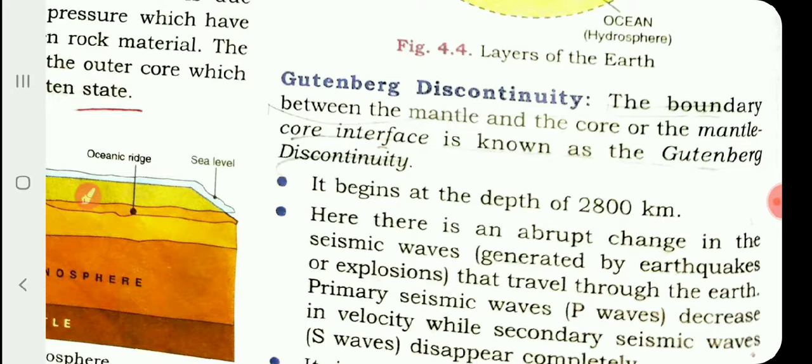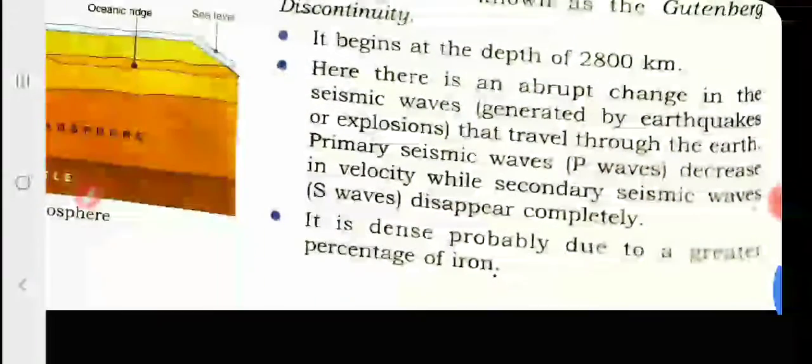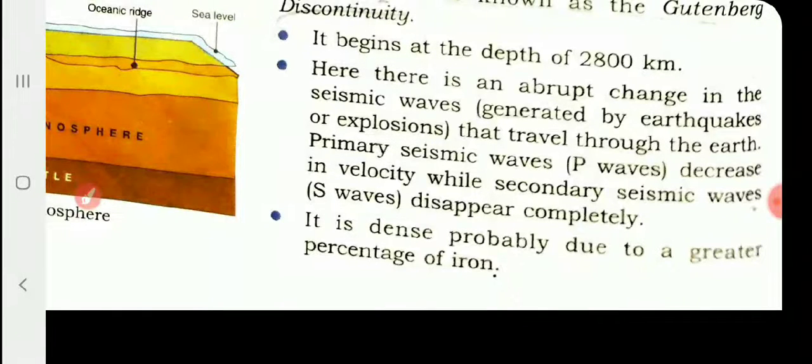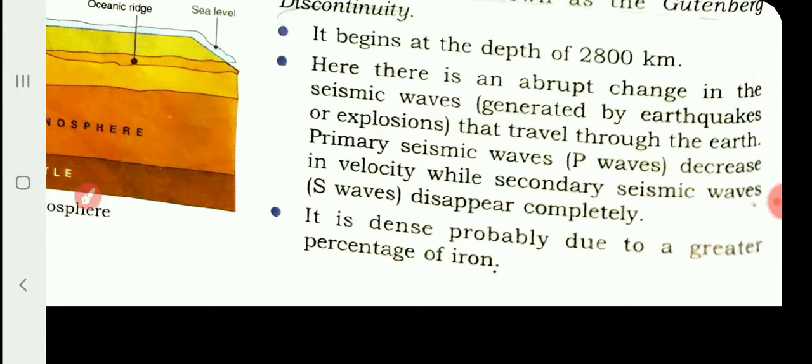It is the boundary between the mantle and the core. In other words, you can say the mantle-core interface is known as the Gutenberg discontinuity. It begins at a depth of 2800 kilometers. Already I told you the depth of the mantle is 2900. So when it reaches almost 2800 kilometers below, we can see the characteristics of the core. Here there is an abrupt change in the seismic waves, or earthquake waves, that travel through the earth.